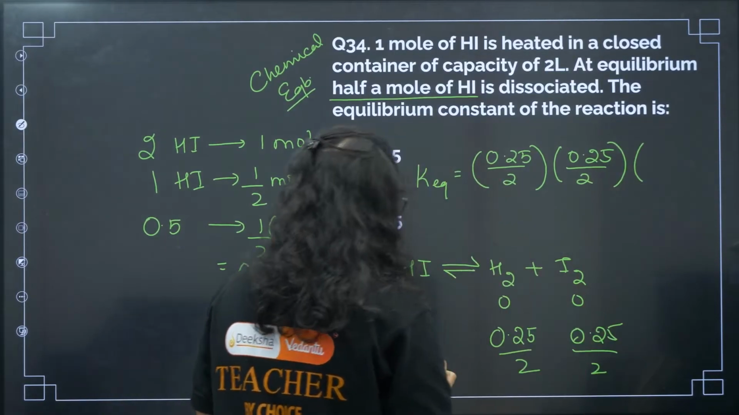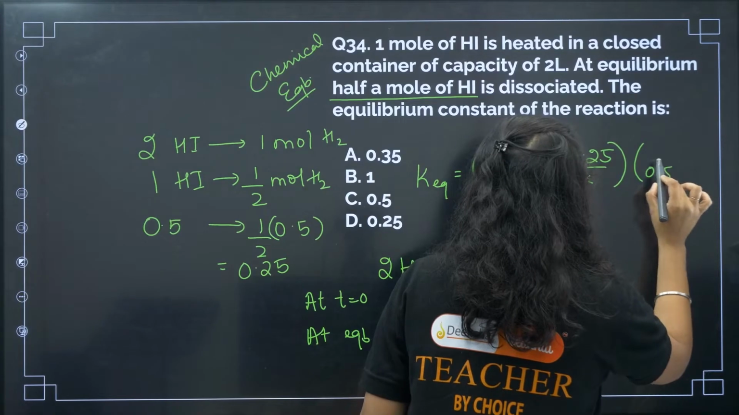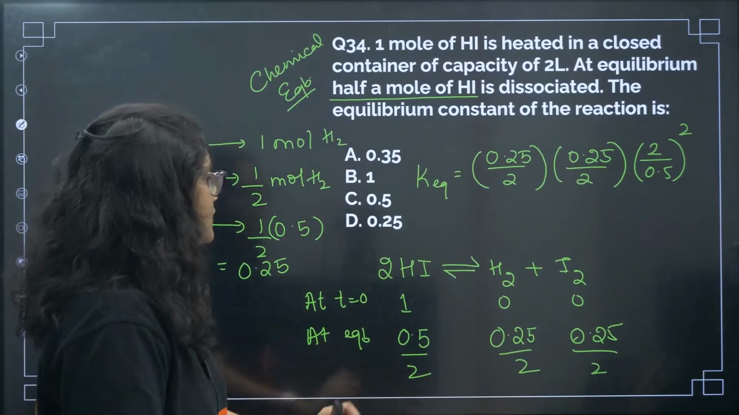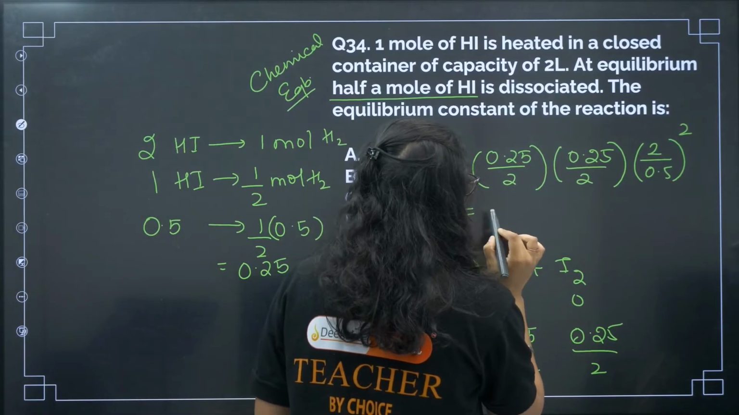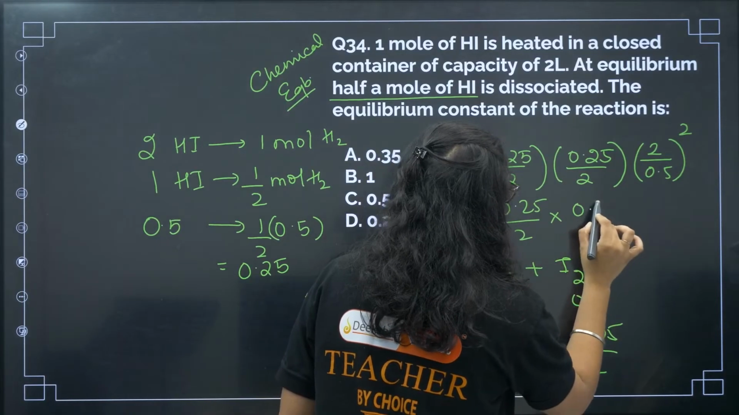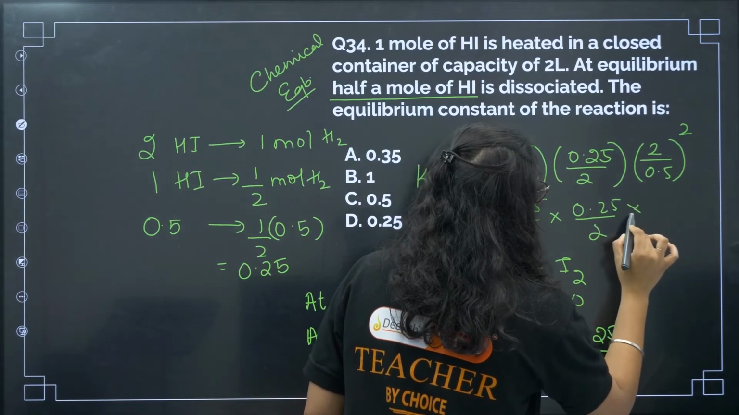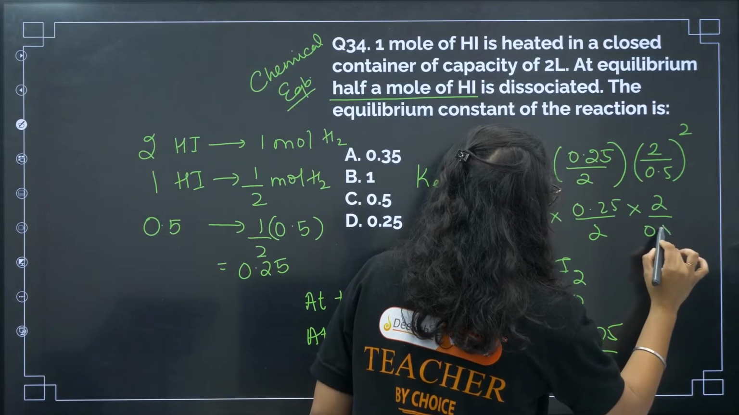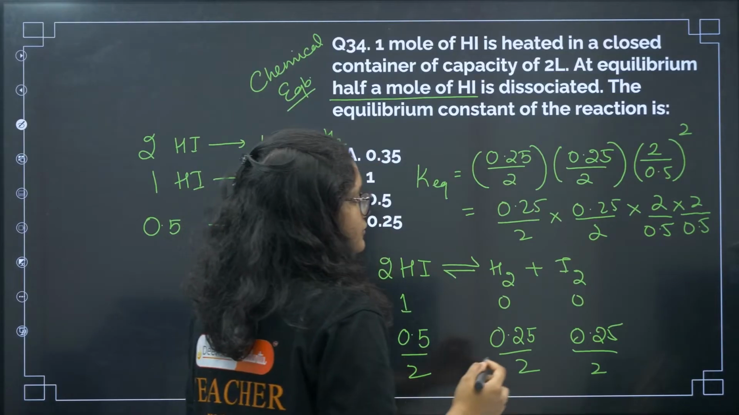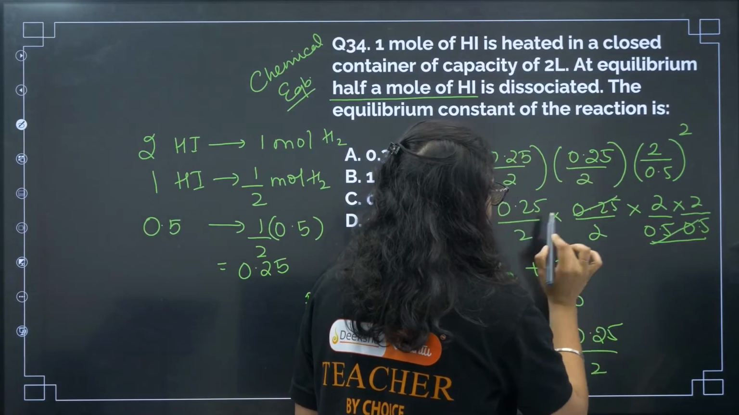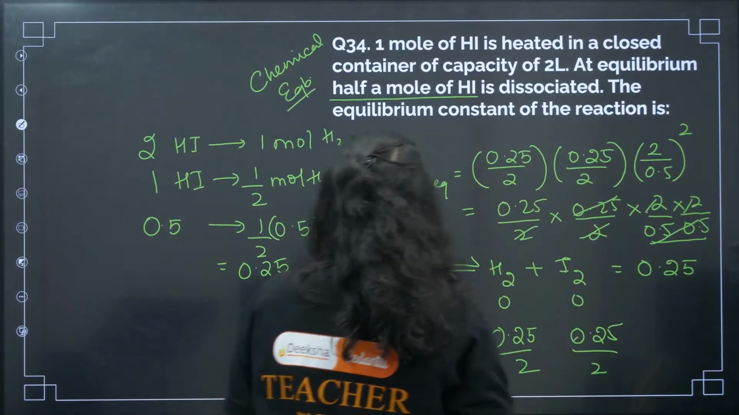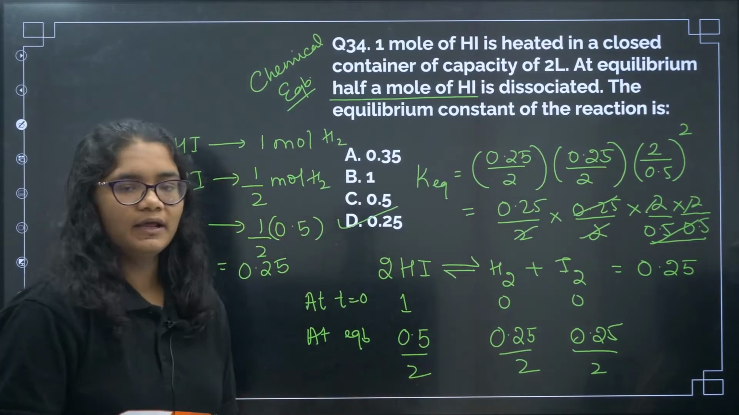And here in the denominator we have 0.5 by 2, and the stoichiometric coefficient should not be forgotten here. Okay, so now if we solve this, we'll get 0.25 by 2 into 0.25 by 2, then we'll have 2 by 0.5 and 2 by 0.5, right? So if you see, these two will get cancelled, these two will get cancelled, so we'll be left with 0.25. So the correct answer for this question is option number D.